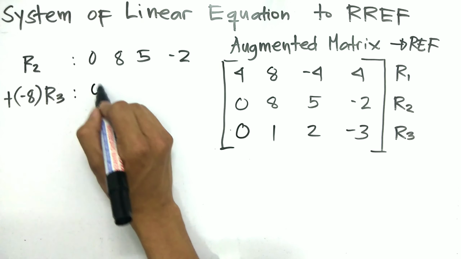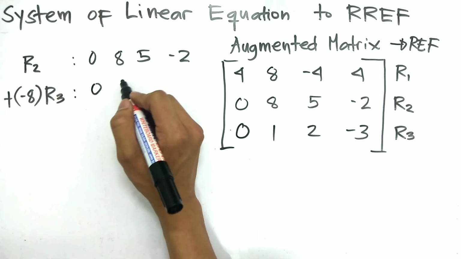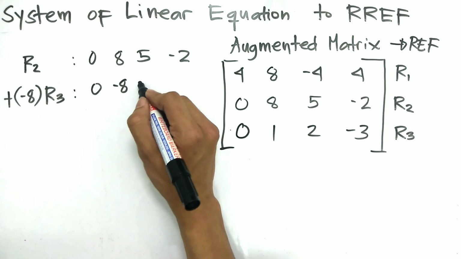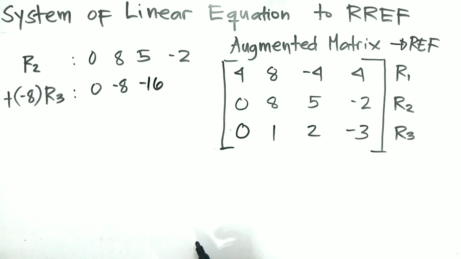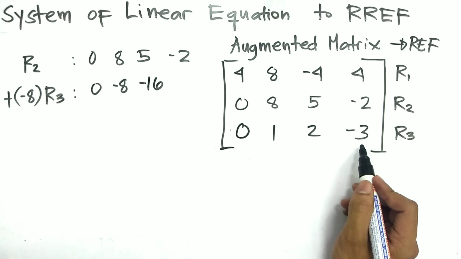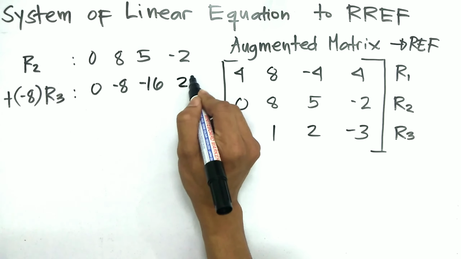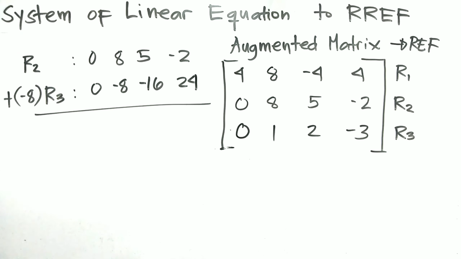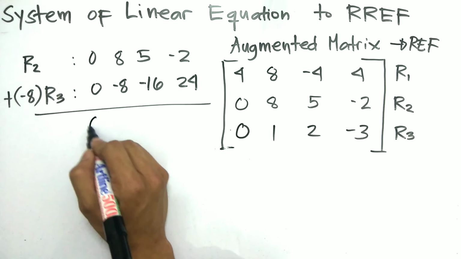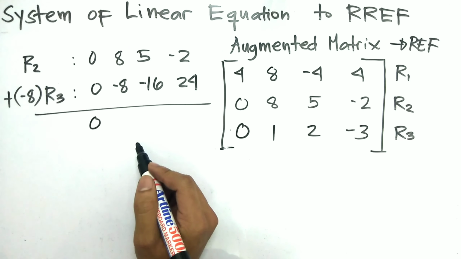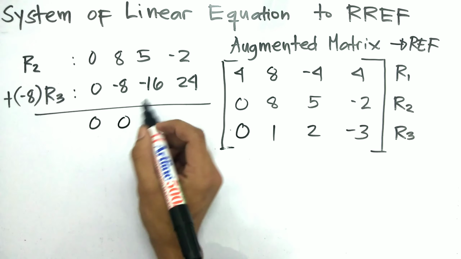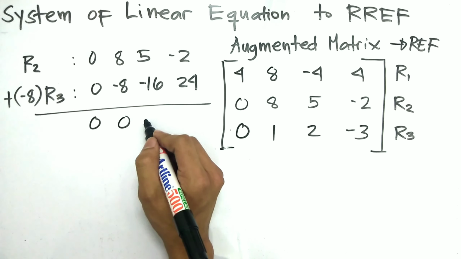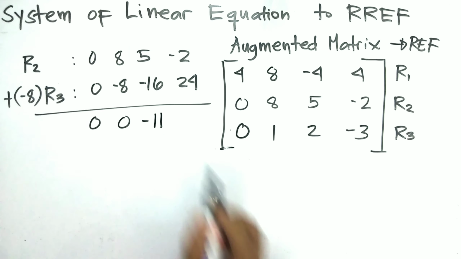Negative 8 times 0 is 0. Negative 8 times positive 1 is negative 8. Negative 8 times 2 is negative 16. And negative 8 times negative 3 is positive 24. So adding these two rows, we will have 0 plus 0 is 0. 8 minus 8 or 8 plus negative 8 is 0. We have 5 minus 16 is equal to negative 11.